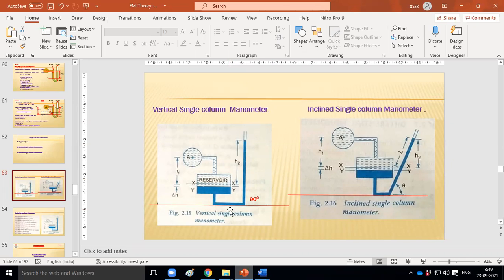Now this XX and this YY, why are these two lines shown? Initially, there is no pressure. At that time, at which location is the mercury level? If there is no pressure, at which line is the mercury level? XX, in the reservoir. And at the right side, where is the mercury level?